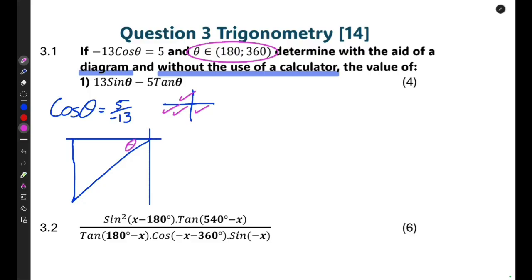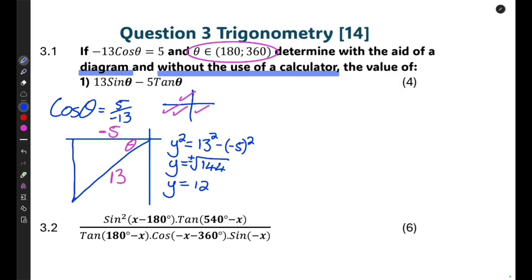Now I can say cos is 5 over 13. So cos is adjacent over hypotenuse, and the adjacent would then be minus 5. The hypotenuse would be 13. Now I need Pythagoras to get the opposite, or the y. So I'm just going to say y squared is equal to 13 squared minus minus 5 squared. Now guys, this would just give me the square root of 144, remember your plus minus, and therefore y is equal to 12. Now it's plus or minus 12, and if I look at my sketch, it's going down. So this must be minus 12.